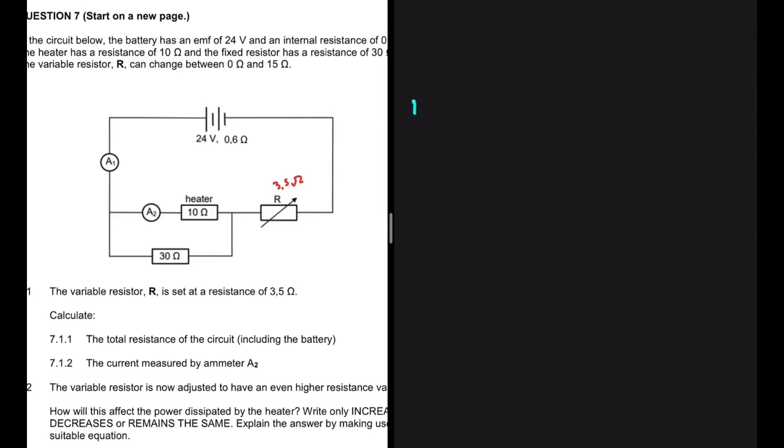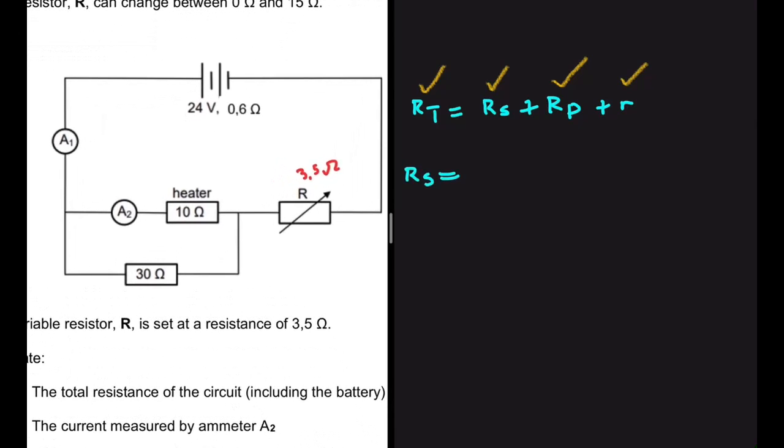Right, so we're going to have RT being equal to RS plus RP. But we are required to include the resistance of the battery. So let's have plus the small r, which is our internal resistance, by the way. The resistance in series is just going to be the resistance of this variable resistor. It's the only resistor that is in series, right? R1 plus R2 and so on. This is sort of the formula we use. But in this instance, we only have one resistor in series. So we're just going to have 3.5 ohms.